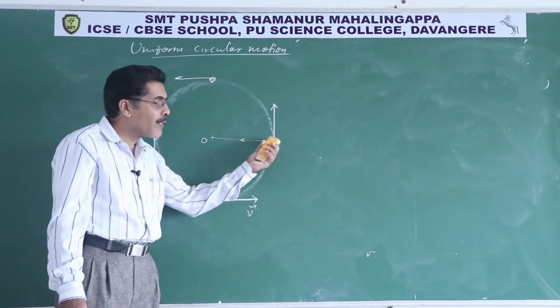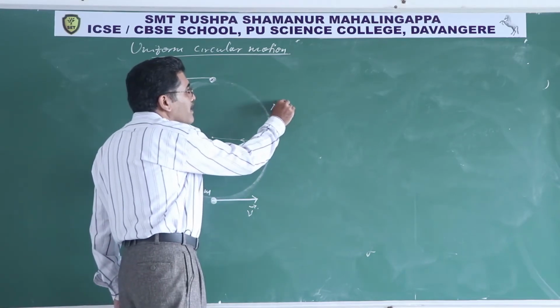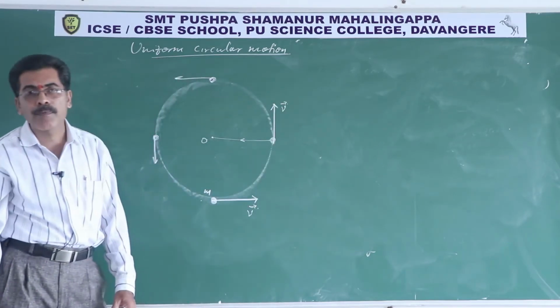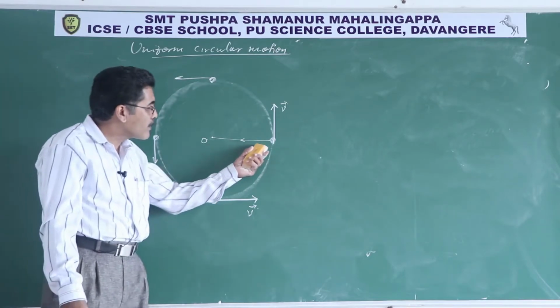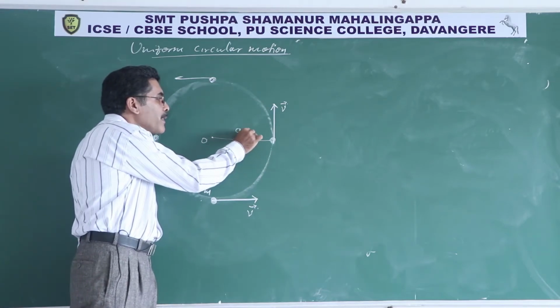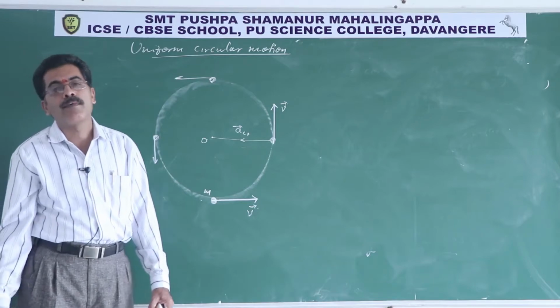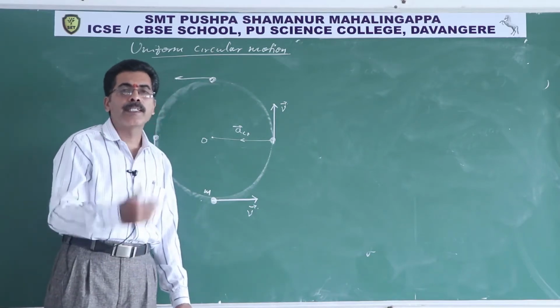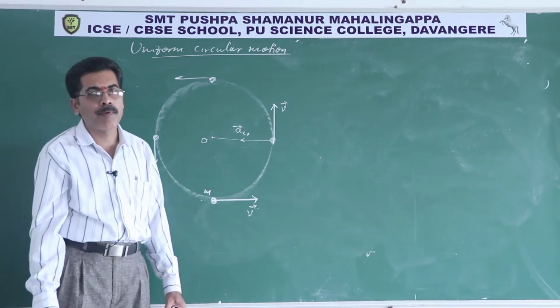Velocity and acceleration are mutually perpendicular to each other, right? They are mutually perpendicular, and acceleration is always directed towards the center, and it is called centripetal acceleration. Now our task is to obtain the expression for centripetal acceleration. Have you got my point?